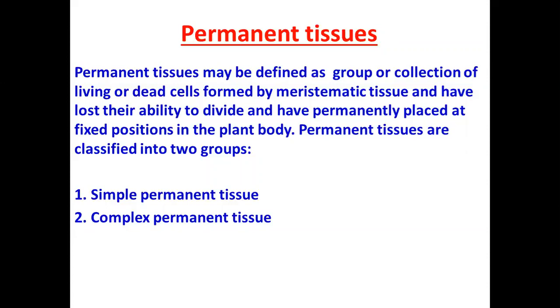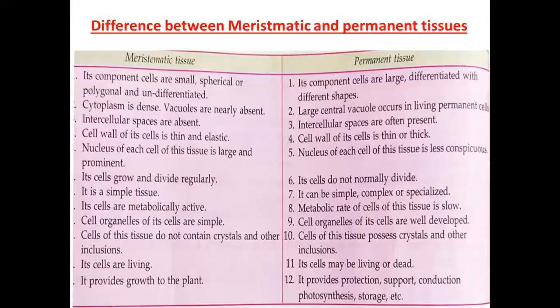They are made up of mature cells that have undergone growth and differentiation. Permanent cells possess definite shape, size, and functions. They have lost their power of division. They may be living or dead. The living permanent cells are large and usually possess thin walls enclosing vacuolated cytoplasm, and the dead permanent cells are usually thick walled without cytoplasm. So we will be starting with the first one, that is simple permanent tissue.